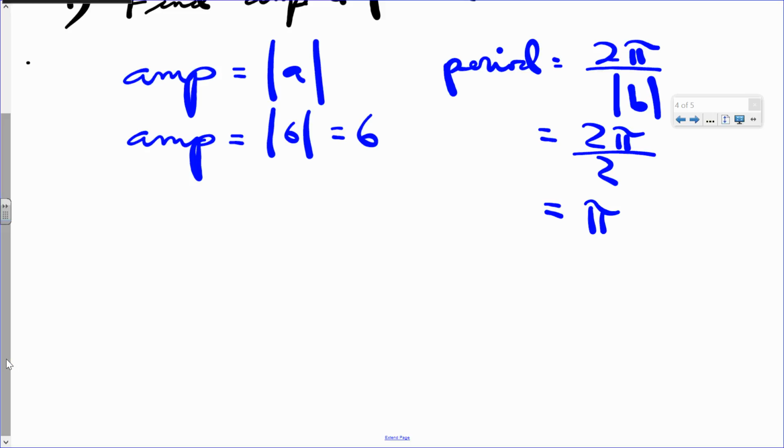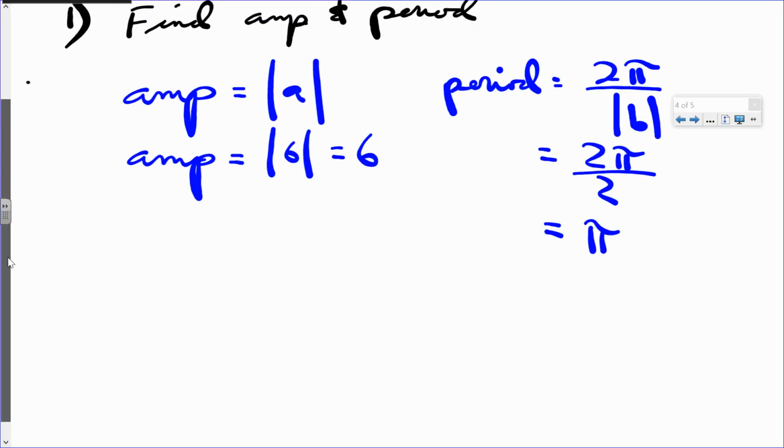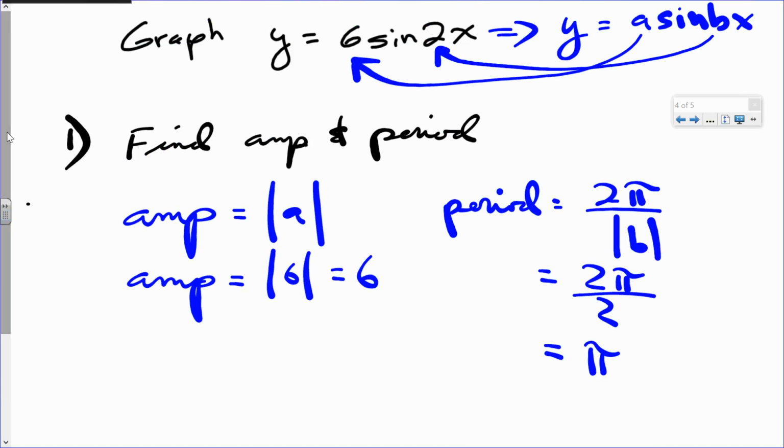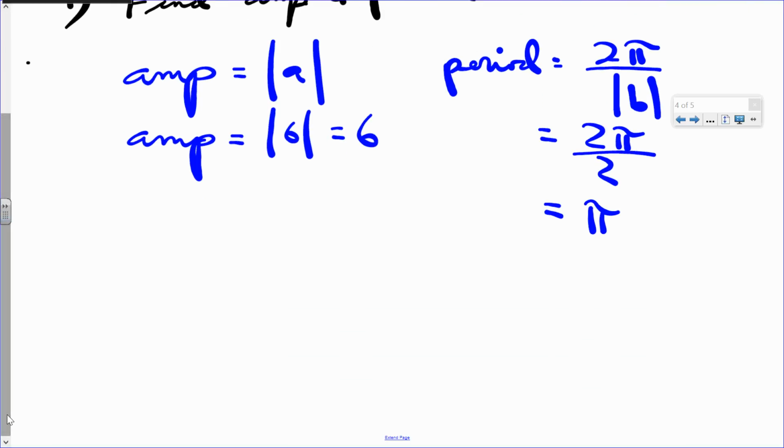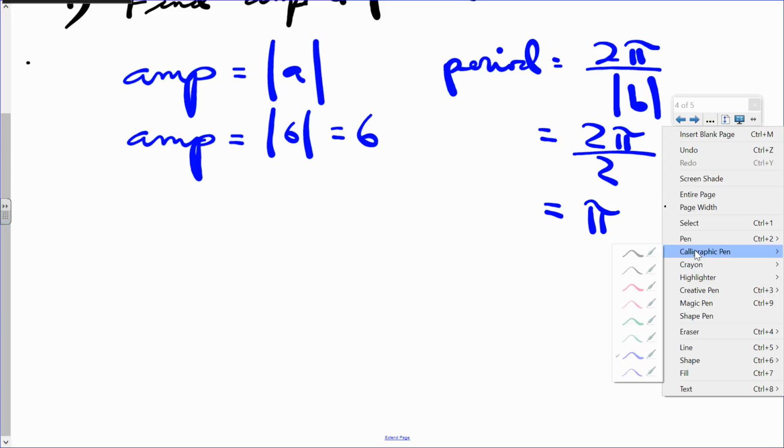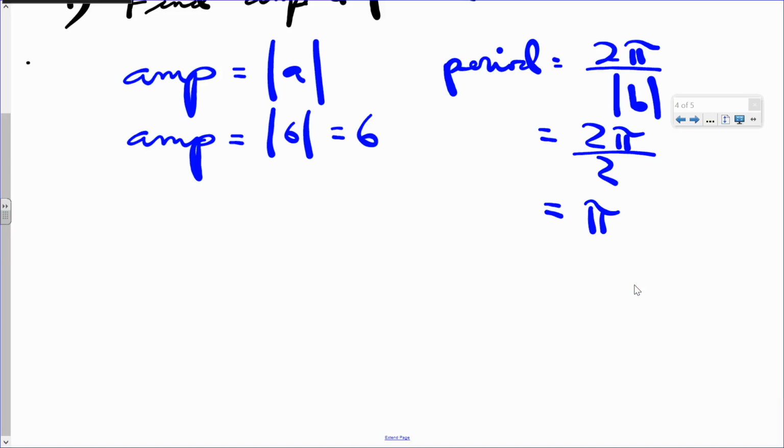Are we dealing with a sine function or cosine function? We're dealing with sine, so I'm going to use the bracket that has all the sine stuff. The sine has 3 x-intercepts, 1 maximum and 1 minimum per cycle. Okay? Questions so far? Good. So here are the 5 key points.